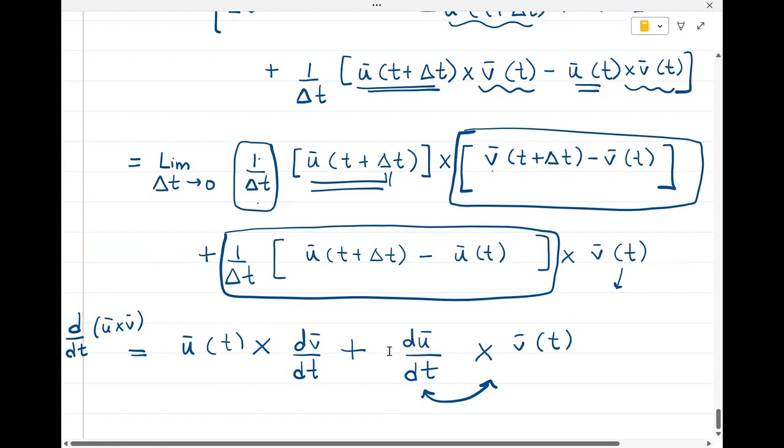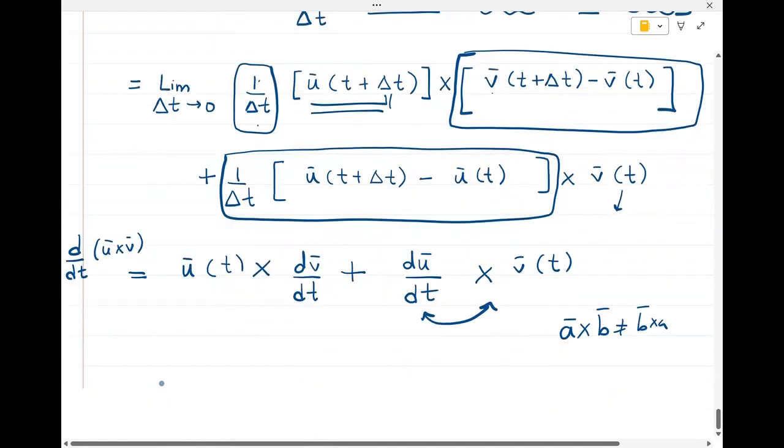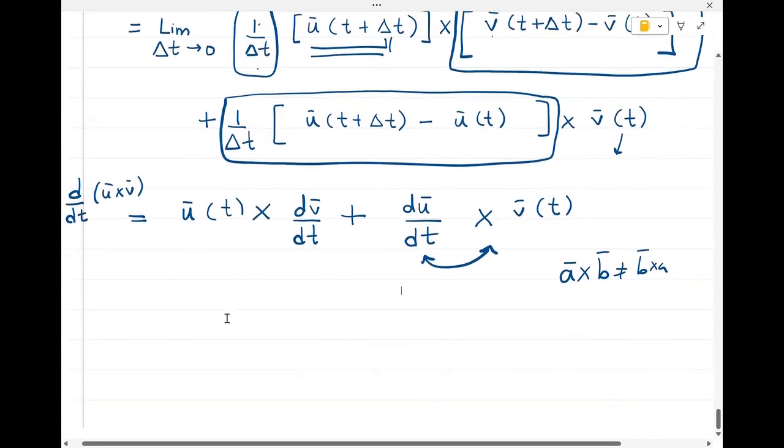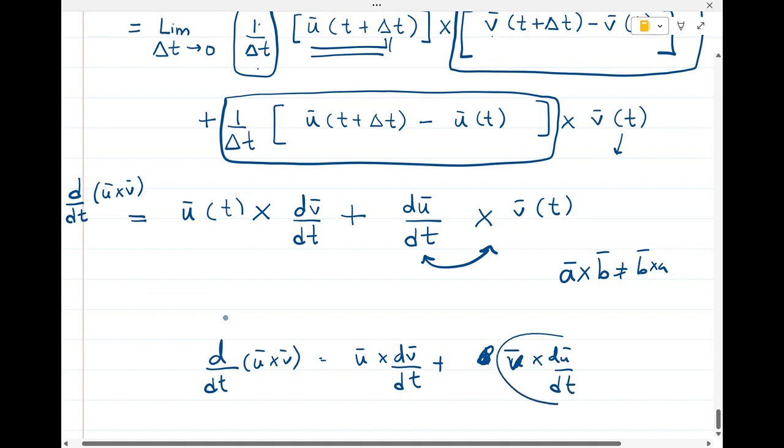Do not change the order of u and v, because we know that a cross b need not be the same as b cross a. So don't write by mistake. So what is a common mistake that students make? They write it like this: u bar cross v bar derivative is what? They write u bar cross dv bar by dt, and then they write du bar by dt, and they write v bar, and they change the order of u bar. So they write v bar cross du bar by dt. So don't do this. Okay.